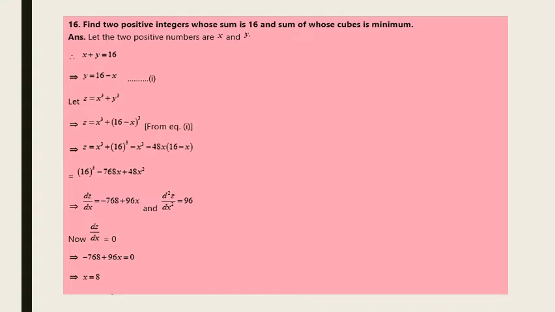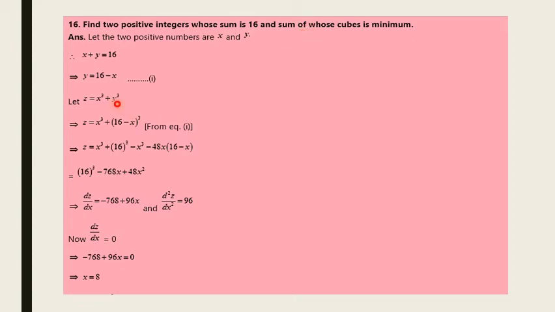Now question number 16. Find two positive integers whose sum is 16 and sum of whose cubes is minimum. So let us take the positive numbers as x and y. Then what is given? x plus y is 16. What is to be minimized? Sum of whose cubes, so x cube plus y cube.